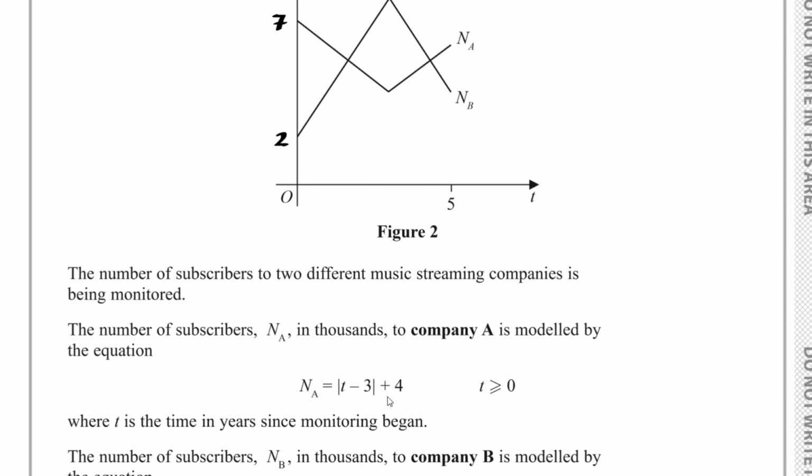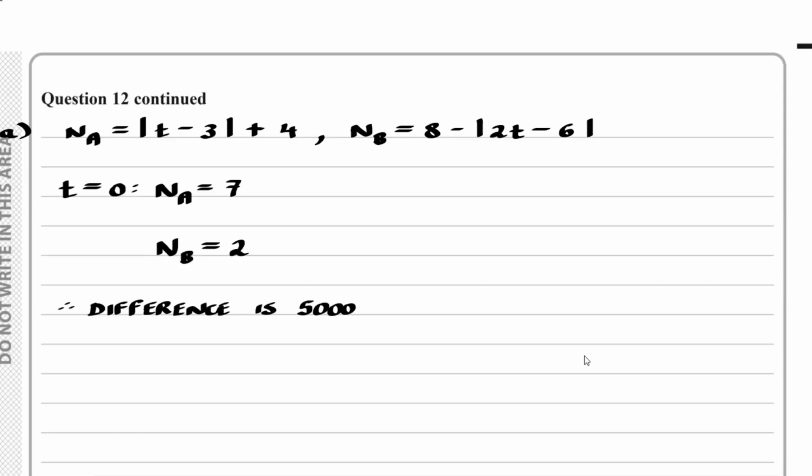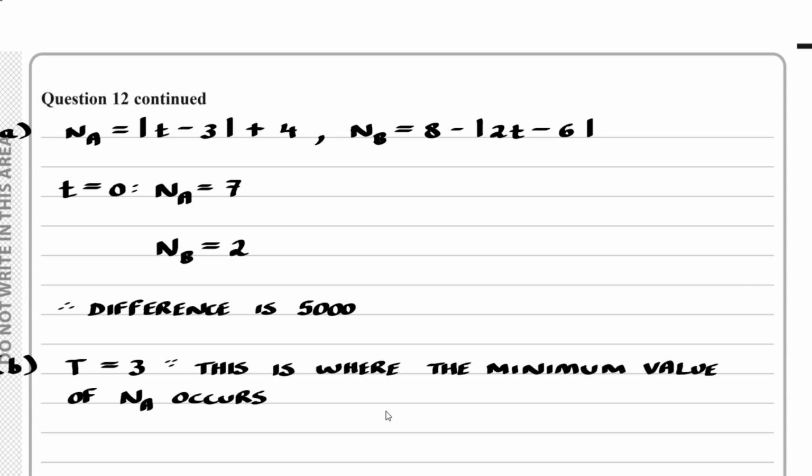Here we have the mod of t subtract 3 plus 4. The minimum therefore has coordinates 3, 4, which means then t is equal to 3. And that's because where we have t equals 3, that's where we have a minimum value of NA occurring.